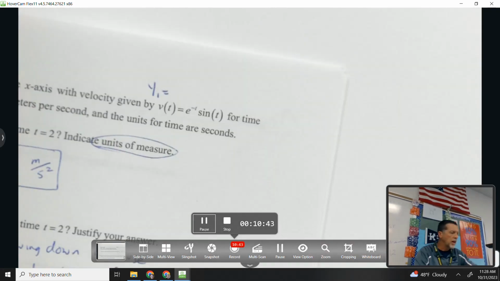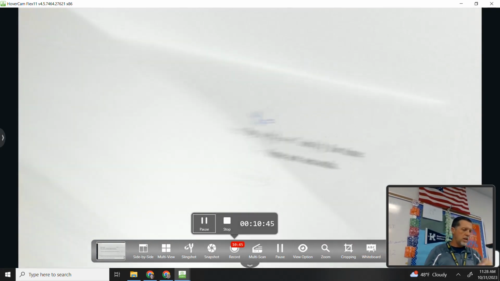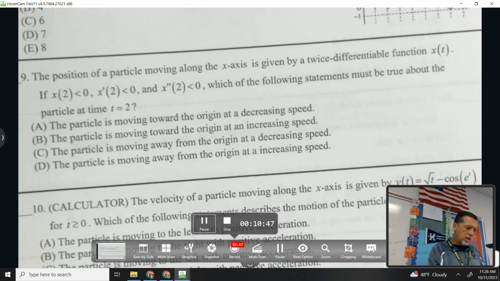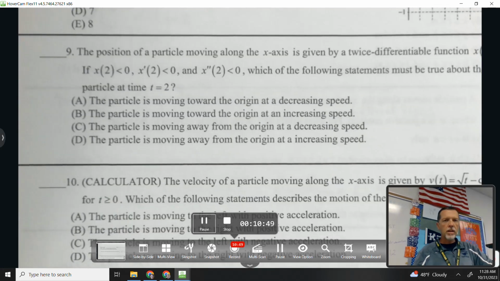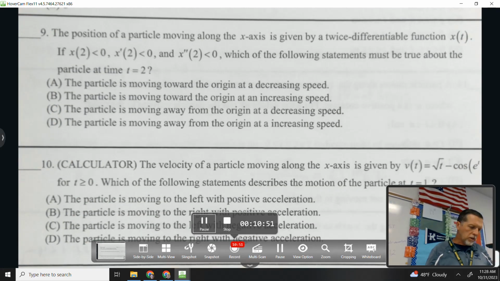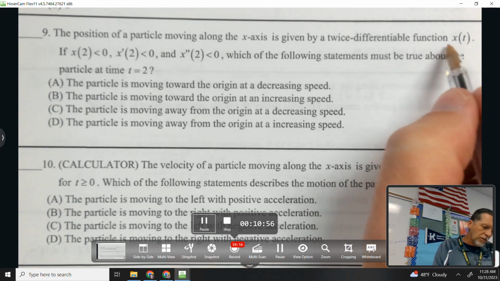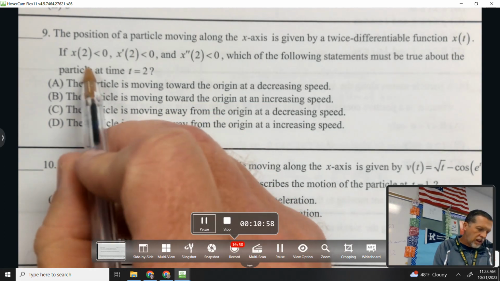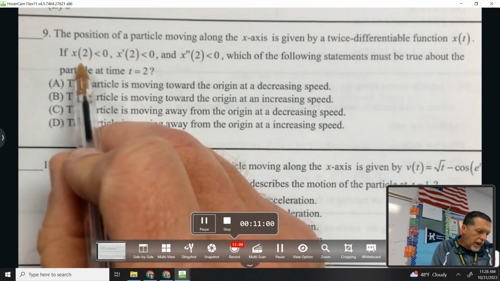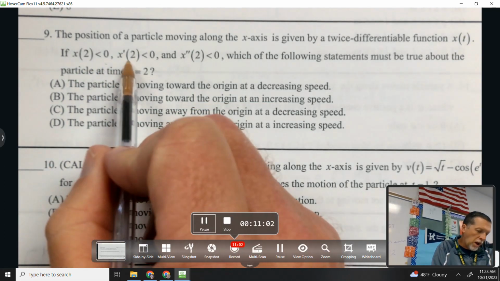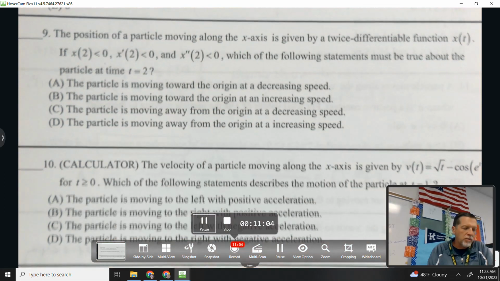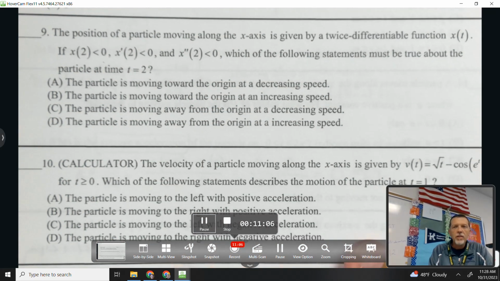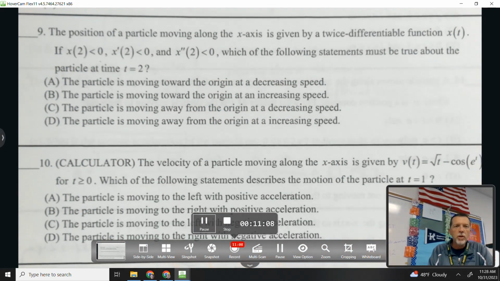Number 9. Okay, no calculator. The position of a particle moving along the x-axis is given by a twice differentiable function. x of 2 is less than 0, x prime of 2 is less than 0, x double prime of 2 is less than 0. Which of the following statements must be true about time equals 2?